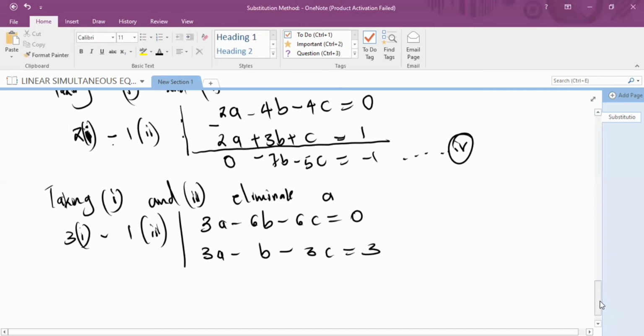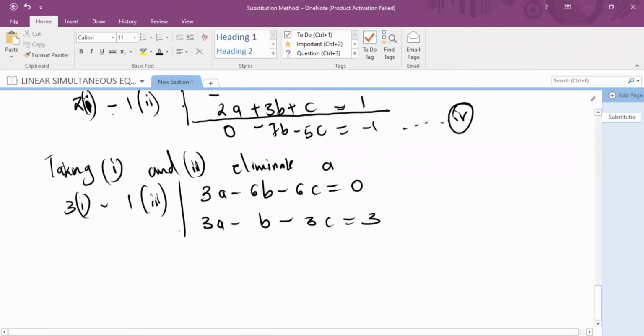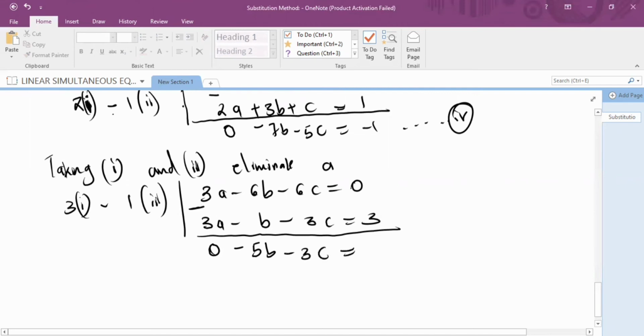Okay, so subtracting those two equations, so write the subtraction sign in between them here. We'll clearly see that a is eliminated. 3a minus 3a will give 0. Minus 6b minus minus b will give us minus 5b. Minus 6c minus minus 3c will give us minus 3c. And this is equal to 0 minus 3 will give us minus 3. Whatever we have here, call it equation number 5.